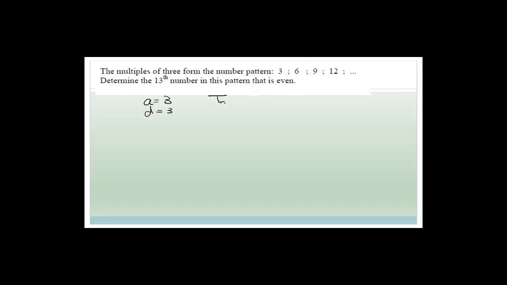So do you agree that Tn is equal to a plus n minus 1 d, which is 3 plus n minus 1 times 3, which is 3 plus 3n minus 3, which is 3n in total. Now it says determine the 13th number in this pattern that is even. Determine the 13th number in this pattern that's even, Tn.